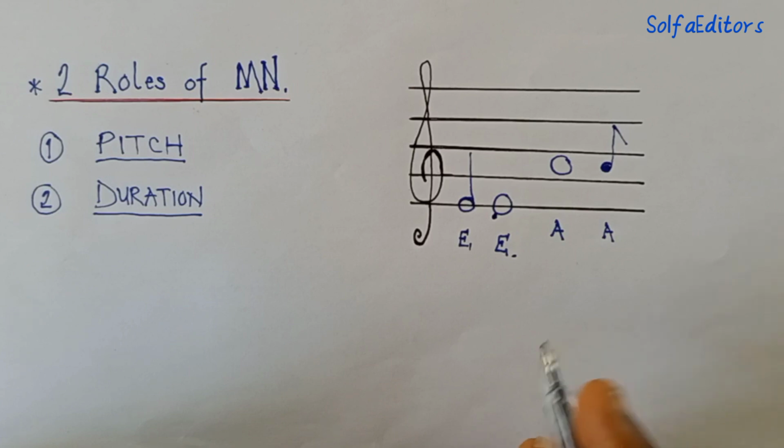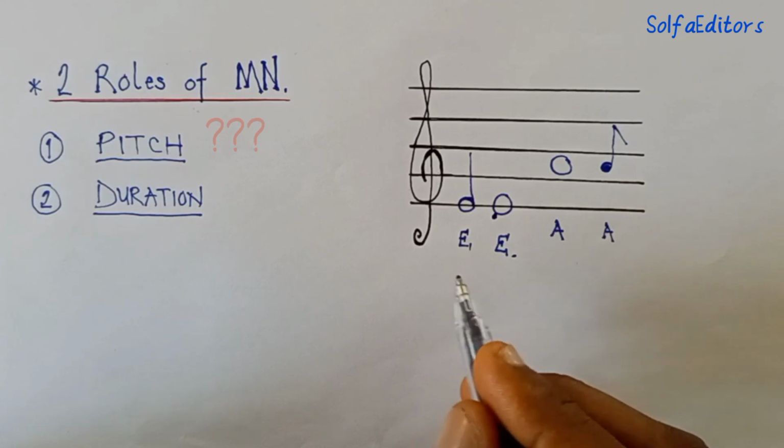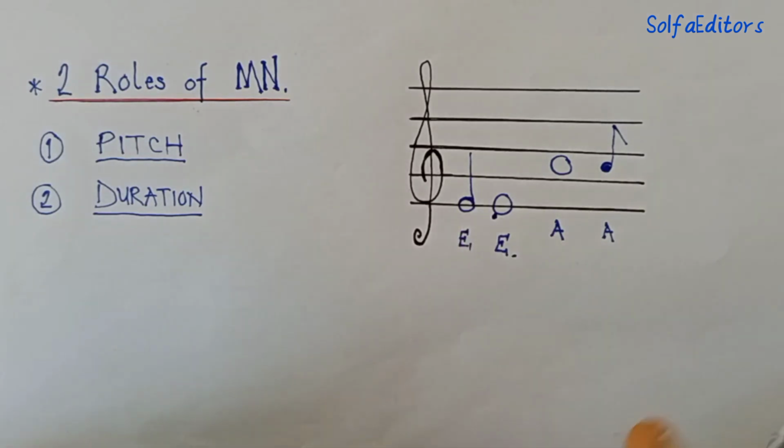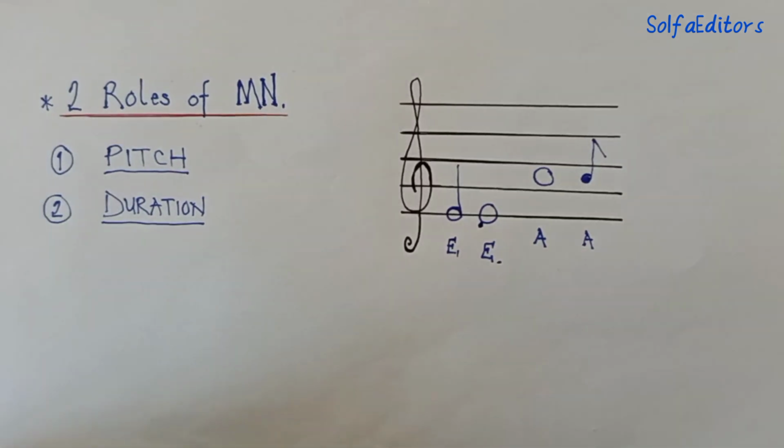Okay, so in summary, when we see a musical note, two things should come to our minds. The first one is what pitch is it on? What pitch is it showing? What line? What space? And the second thing is, how long would that pitch sound? So these are the two questions you should always ask yourself.